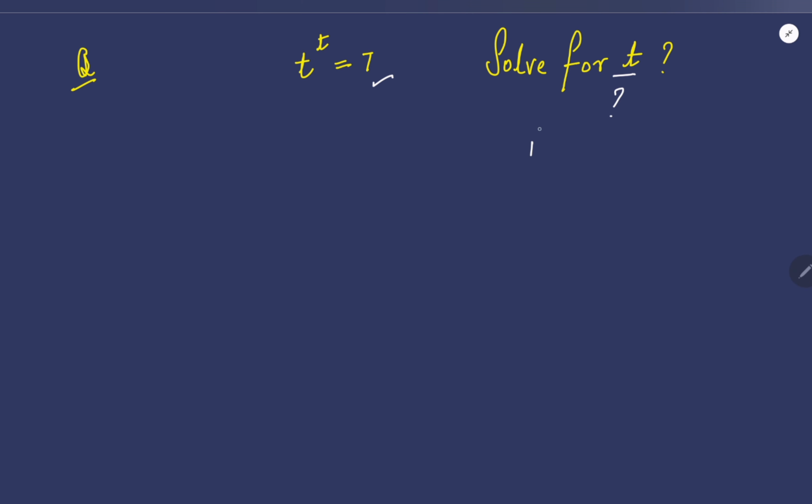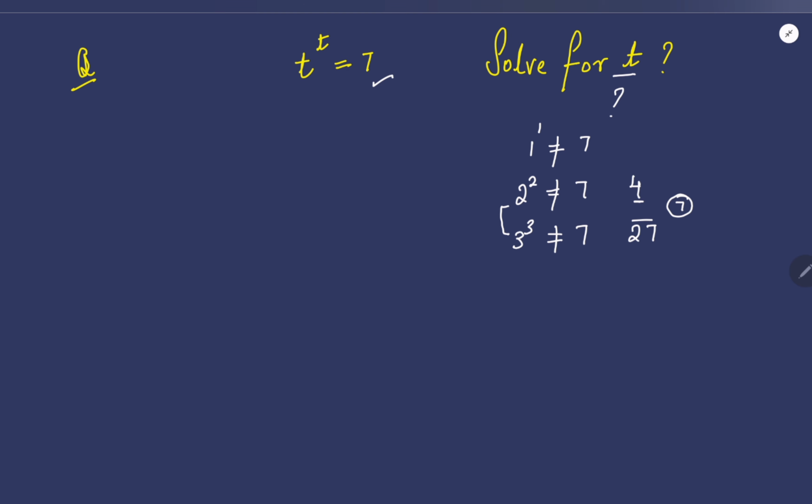Like you take 1 raised to power 1, which is not equal to 7, right? 2 raised to power 2 is not equal to 7. 3 raised to power 3 is not equal to 7. But it lies between here, because 2 raised to power 2 is 4 and 3 raised to power 3 is 27. So we have t between 2 and 3 somewhere, because the value is 7, which lies between 4 and 27. Right? So our answer will be somewhere between 2 and 3.